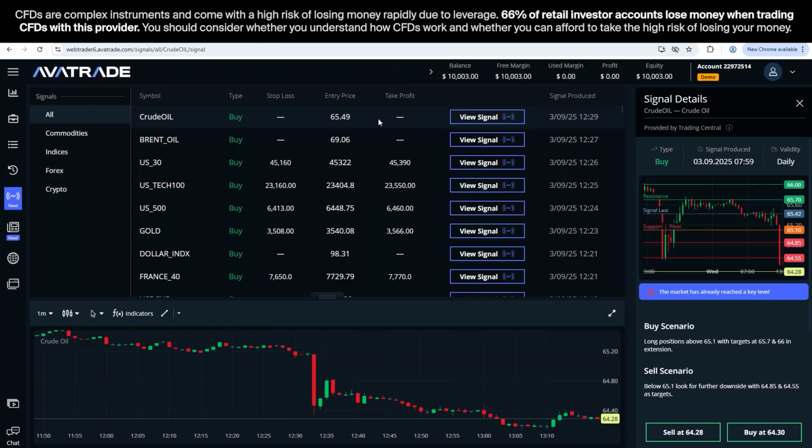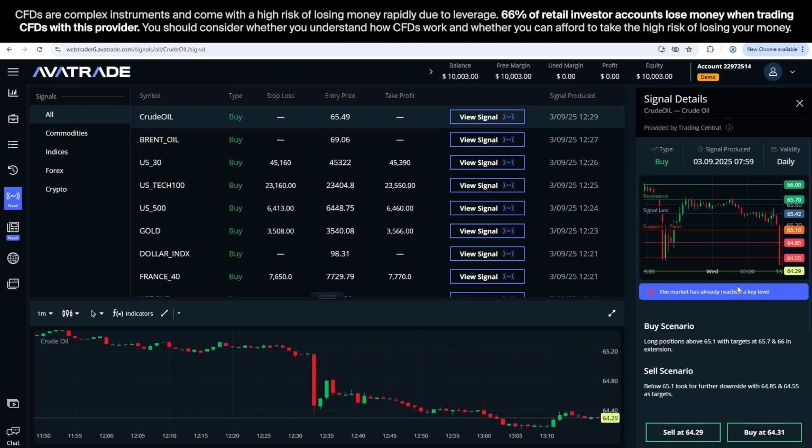At the moment, in these two cases, crude oil and Brent oil, we don't have the take profit and the stop loss. So we're going to take one that has, and then we're going to see why those don't have it.